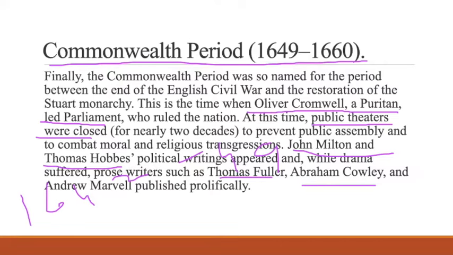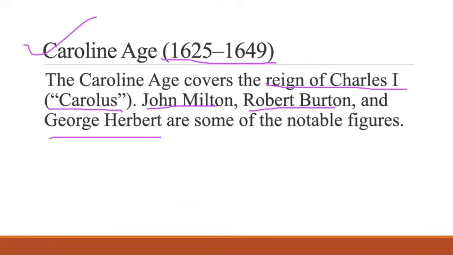I told you that this Caroline age is named after the reign of Charles I, and Charles I was executed after the Civil War in 1649, and then the Puritan age started. And what happened when Charles I was executed, Charles II fled to France. So, because there was the reign of Puritans, and it was led by Cromwell.